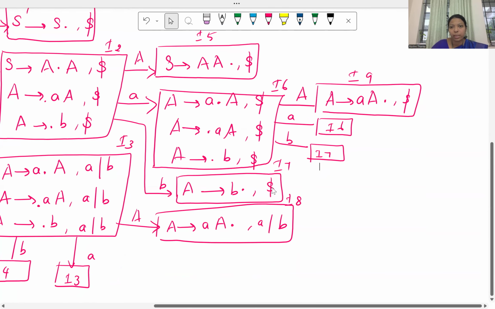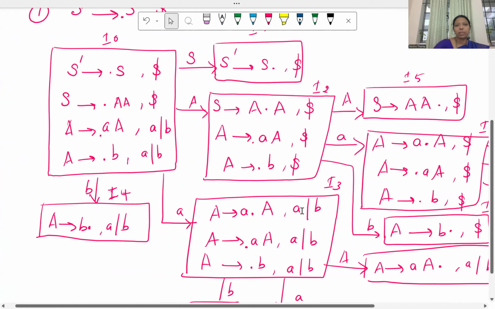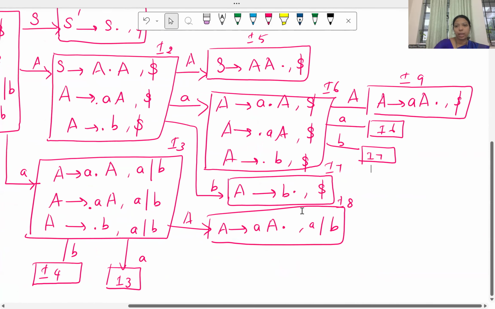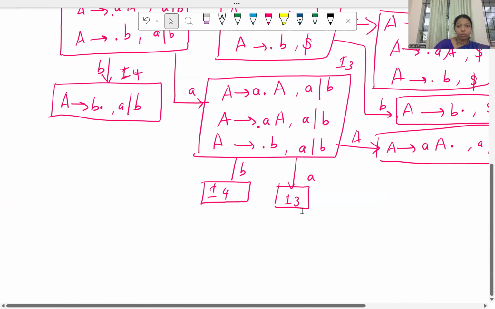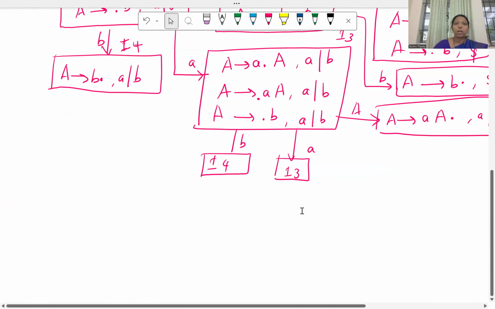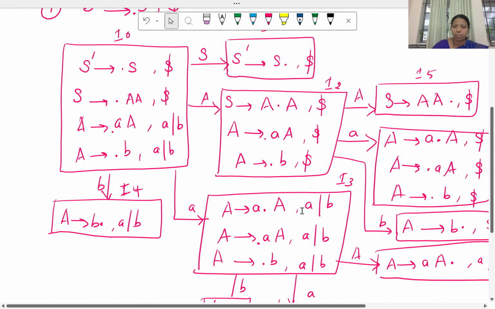I6 state is over. Then I7, nothing is there to read, and for I8 also nothing is there to read. So we have completed all the things. Okay, so that's it. We have found all the canonical items, so we have the states from 0 to 9. Now these are the procedures for CLR, so we'll first complete CLR.